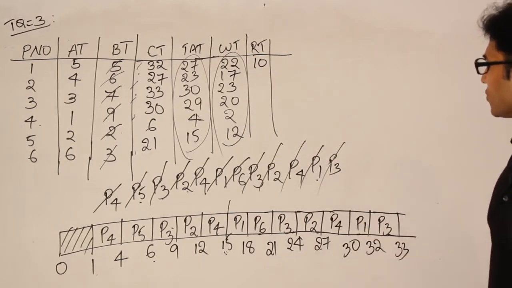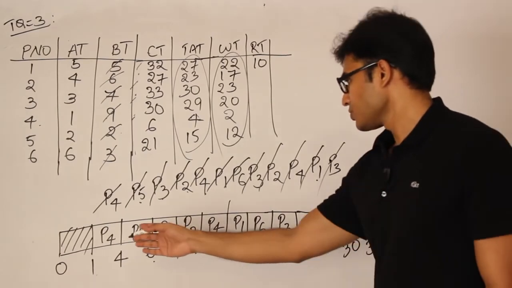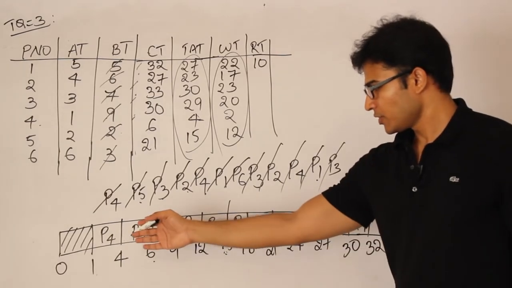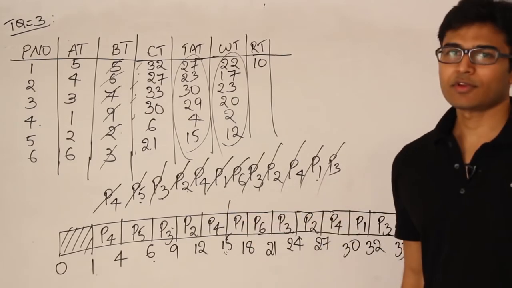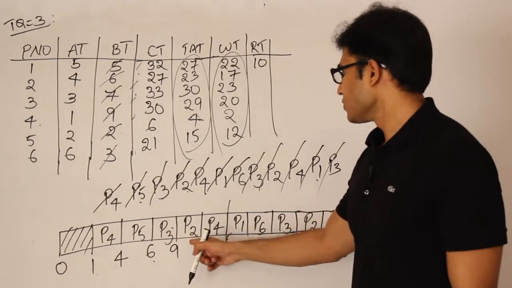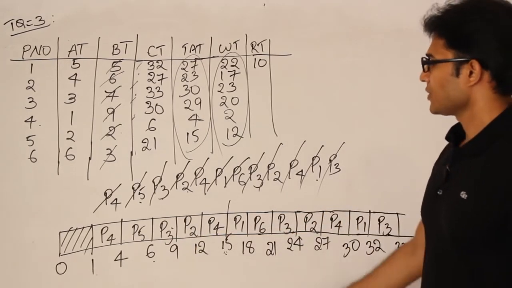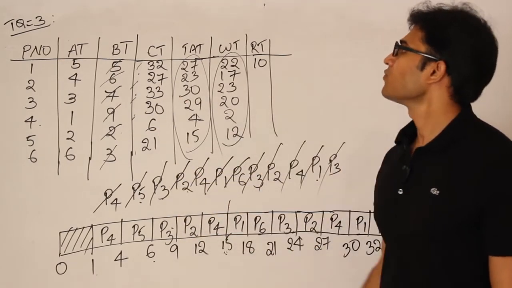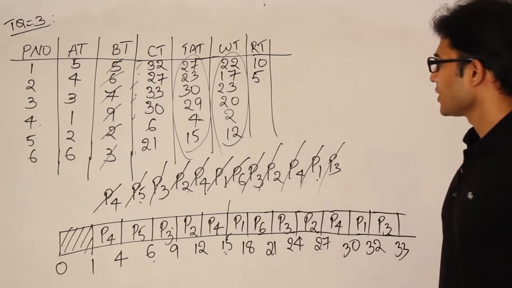And what about P2? When did P2 get scheduled for the first time? Whenever you want to see the first time, you are supposed to come from the left hand side. Whenever you want to see the completion time, you are supposed to come from the right hand side. Now look at P2. You got P2 for the first time at 9, isn't it? But when did it arrive? It arrived at 4. Therefore 9 minus 4 is 5. That is the response time for P2.